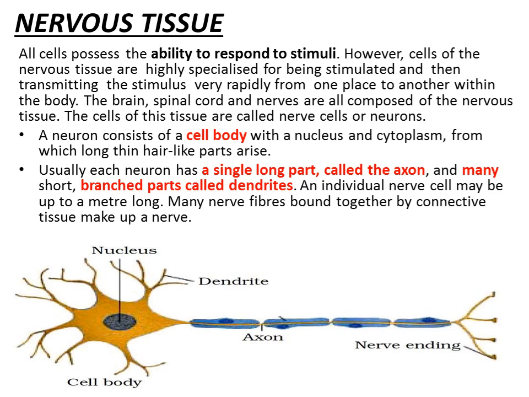From the cyton, there are many short branches coming out. These short branches are called dendrites, and the singular is dendron. The branched projections coming out from the cell body are called dendrites. These dendrites provide a large surface area for connection with other neurons. They conduct the nerve impulse towards the cell body of another neuron.